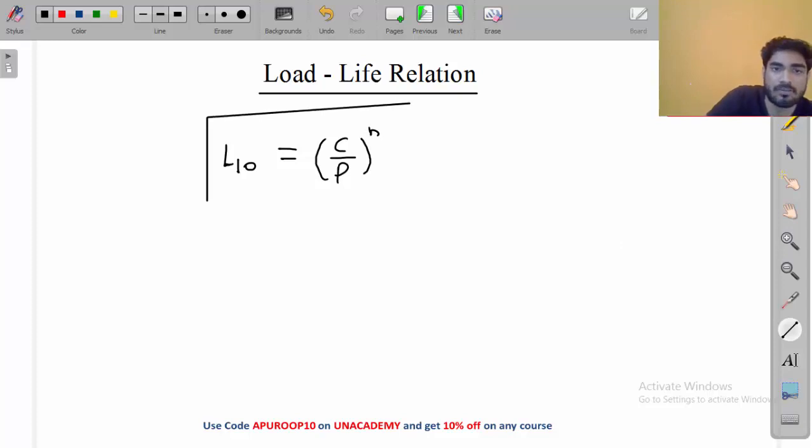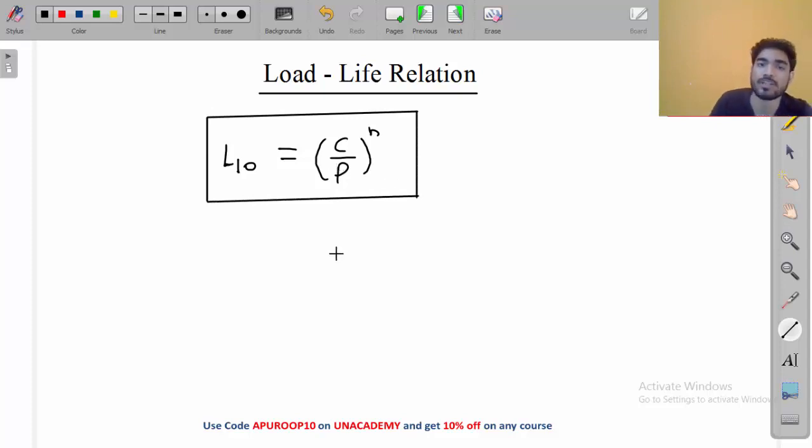This is the relation between load and life, where L is the life and P is the load. So see, if the P is increasing, the life is decreasing. So this is the relation. This is the only formula you have to remember, and understand the different things in this formula. So L10 is the rated life. This we have already seen. What is N, my friend?